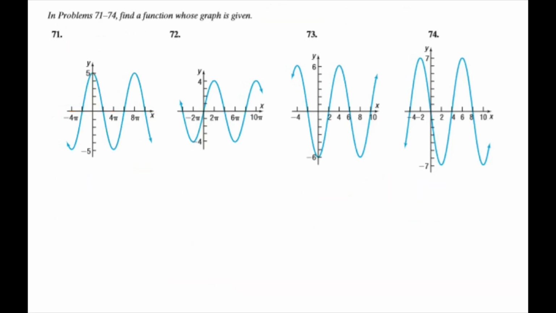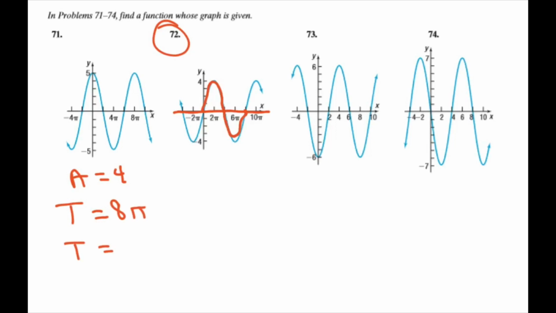Okay, the next one is sine. We're doing this one. And there's your center line. So our amplitude is 4. It's sine. It makes a complete wave from 0 to 8 pi. So that's 8 pi there. So my period is 8 pi.